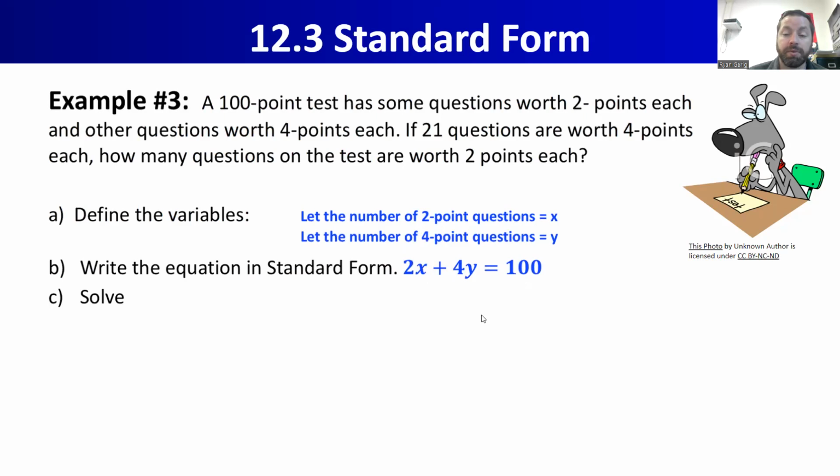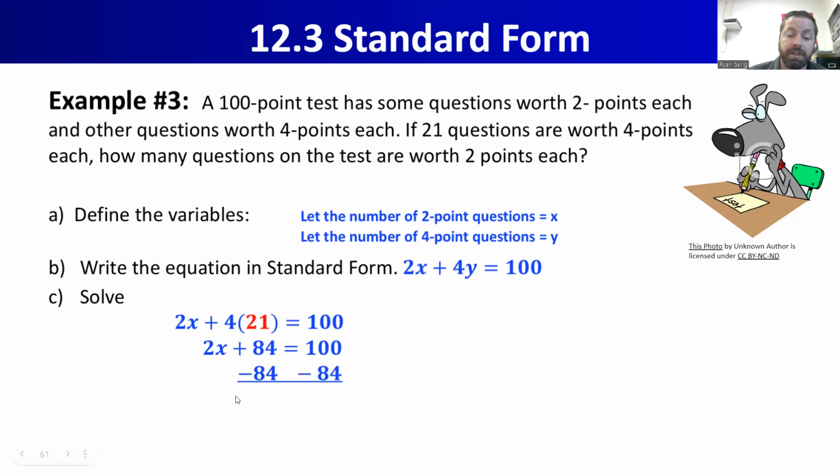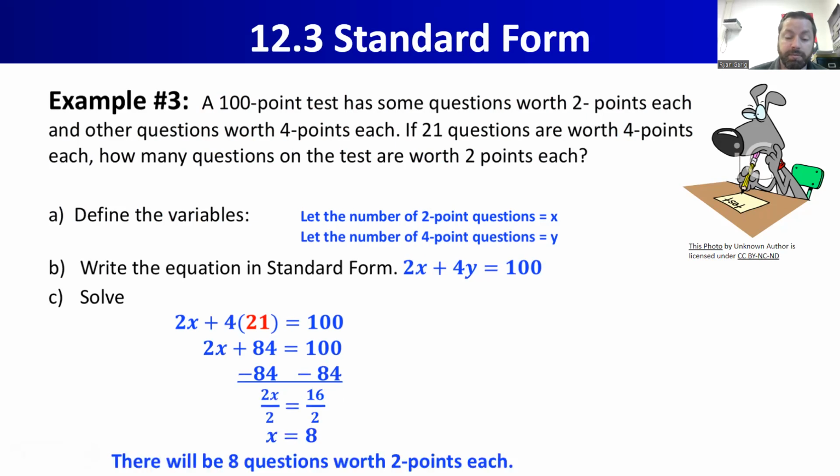Now I have some additional information. I have 21 questions worth 4 points. I don't know the number of 2-point questions, so x equals the number of 2-point questions. 4 times 21 will give me how many points are on there from the 4-point questions. So there are 84 points from the 4-point questions, which means that there are 16 points left. Divide by 2. That means that there are 8 2-point questions. 8 questions worth 2 points each.